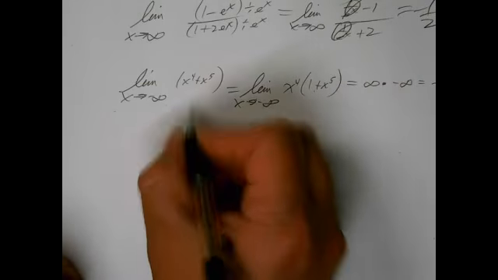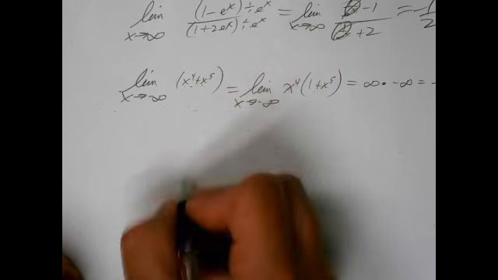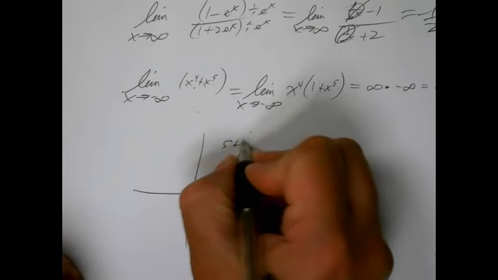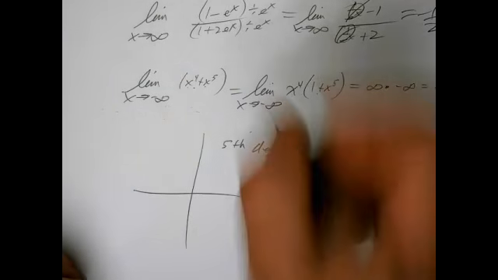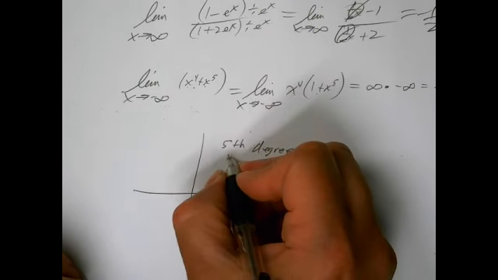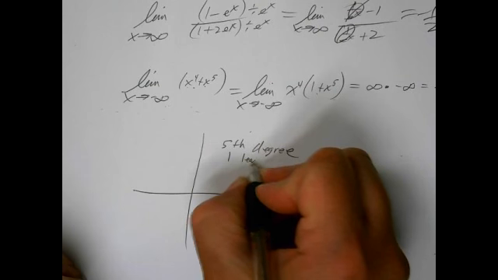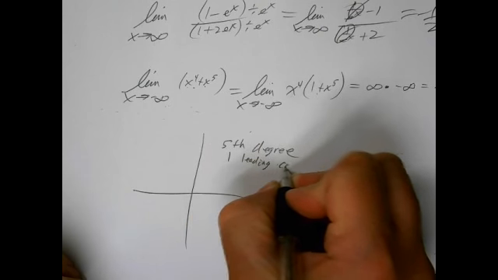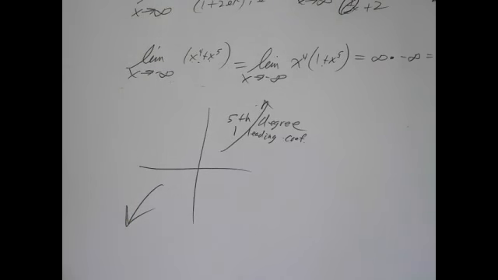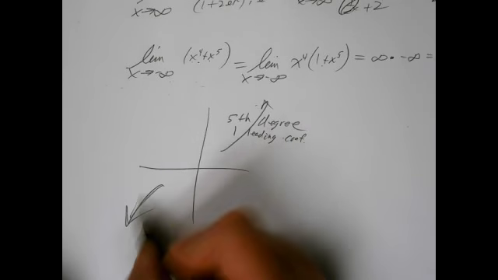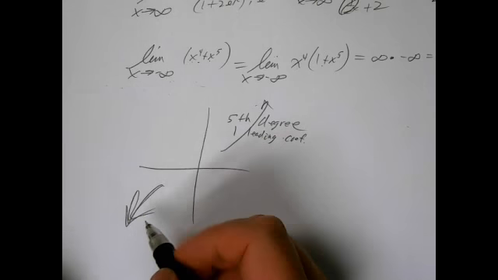I would prefer to say, well, x to the fourth plus x to the fifth. Here's my preference. That is a fifth degree polynomial, and the leading coefficient is a 1. Therefore, as you head in the negative direction, we already know the end behavior of a fifth degree polynomial with a positive leading coefficient. We know that as you head in the left-hand direction, that goes downward, right?